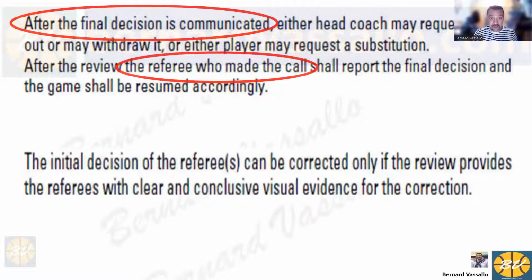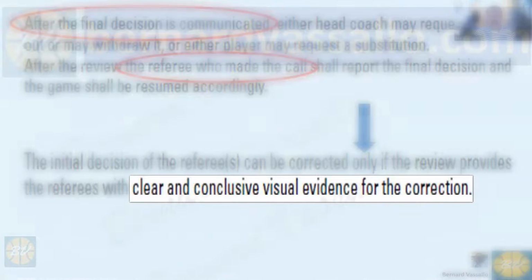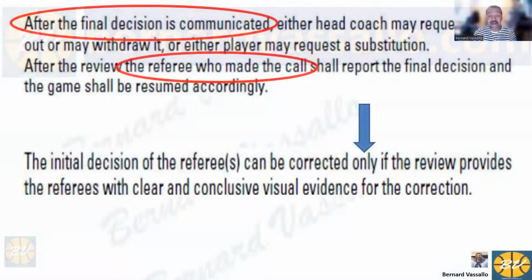One point that must be stressed is that the initial decision of a referee can only be corrected if the video review shows clear and conclusive evidence that that play needs to be corrected. An important point that must be stressed and understood by all.